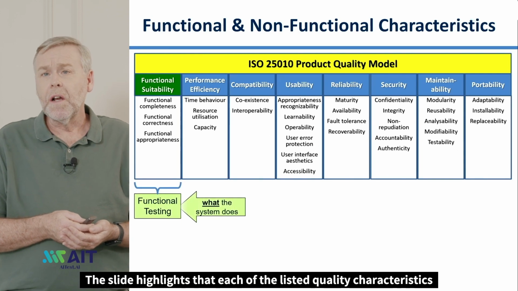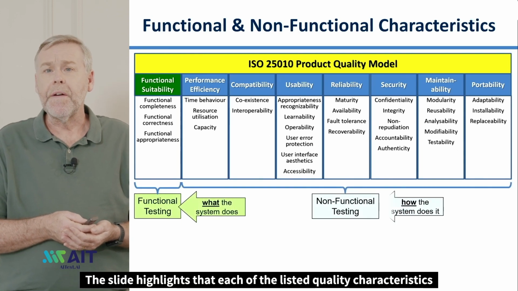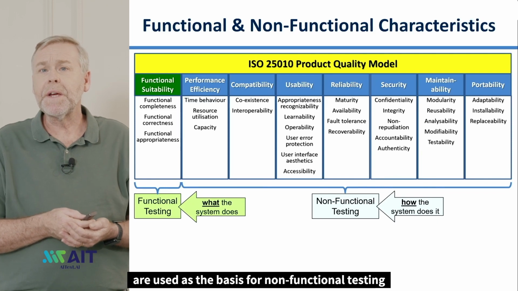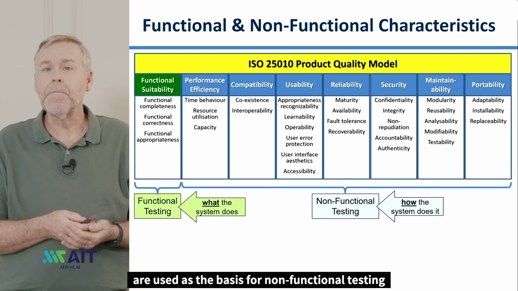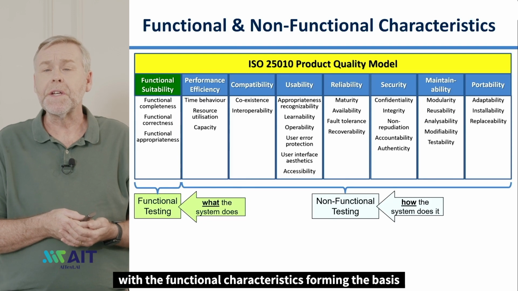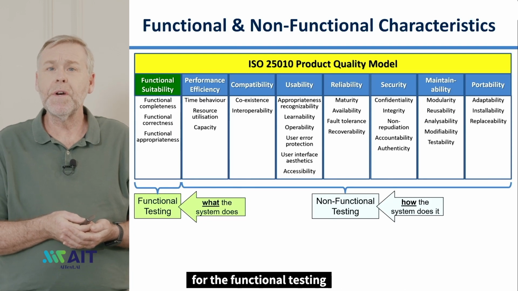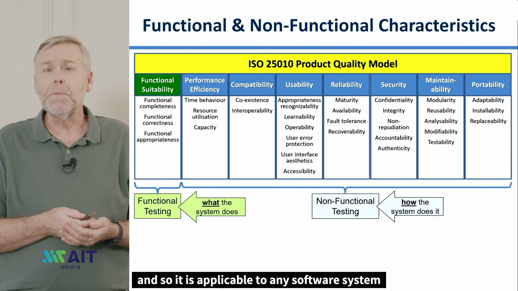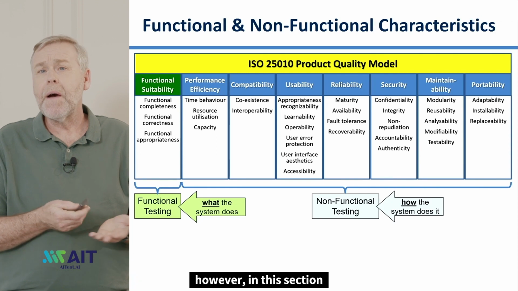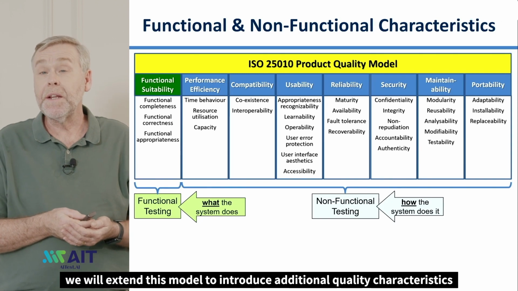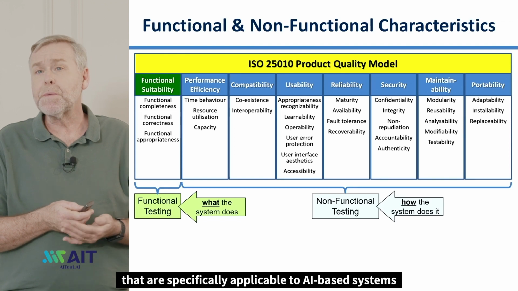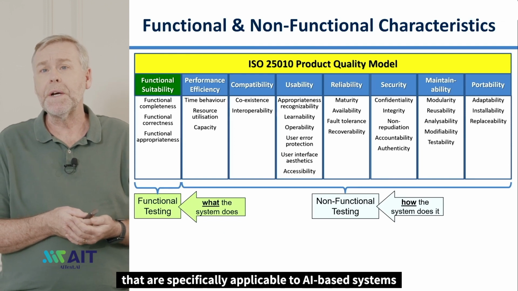The slide highlights that each of the listed quality characteristics, other than functionality, are used as the basis for non-functional testing, with the functional characteristics forming the basis for the functional testing. The presented quality model is generic, and so it is applicable to any software system. However, in this section, we will extend this model to introduce additional quality characteristics that are specifically applicable to AI-based systems.